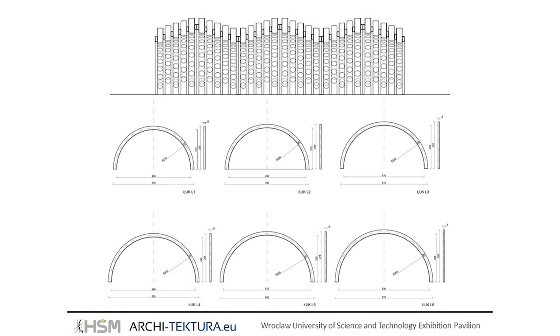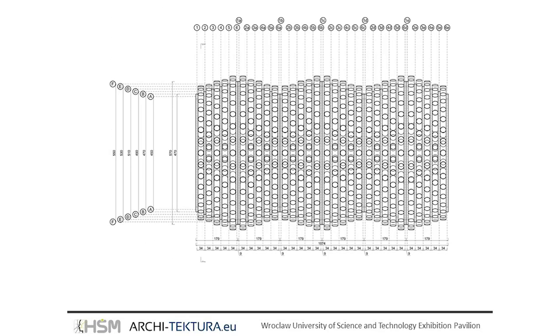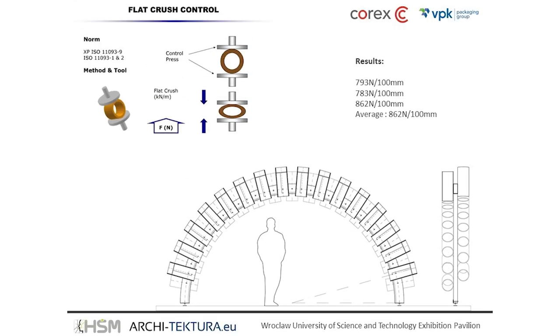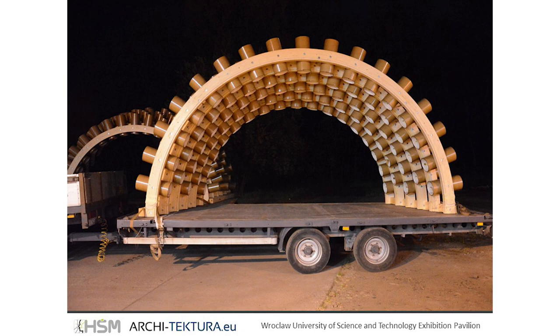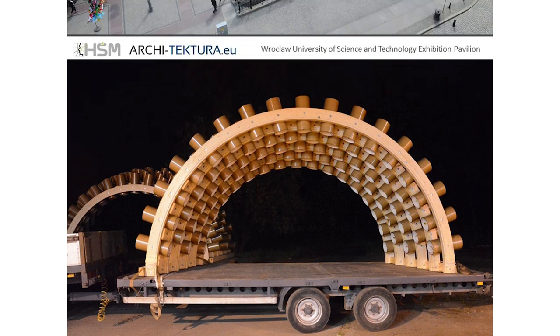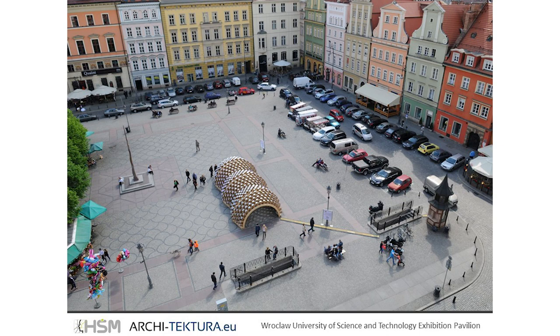The pavilion was made out of timber arcs connected together, six different types, and then they created this very soft, 11 meter long shape. Thanks to that, we could also create the exhibition on different levels. We did the flat crush test to see if the pavilion would withstand the wind loads. And we built six components like that. They were transported to the main square of the city of Wrocław and combined together.